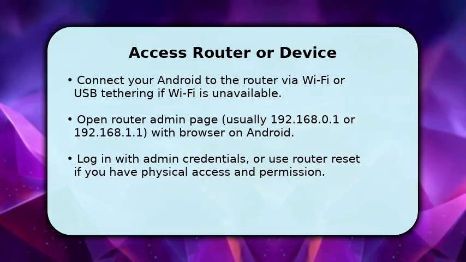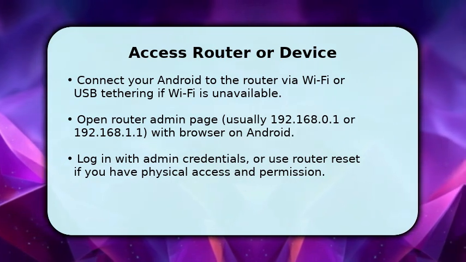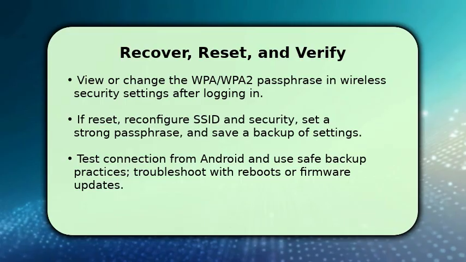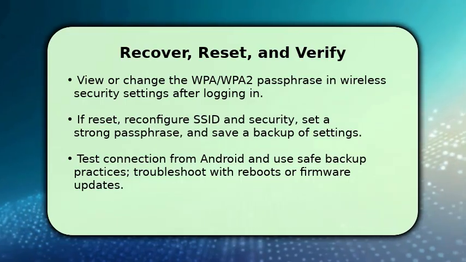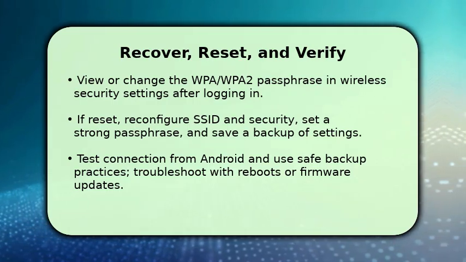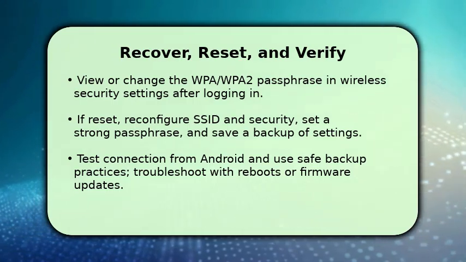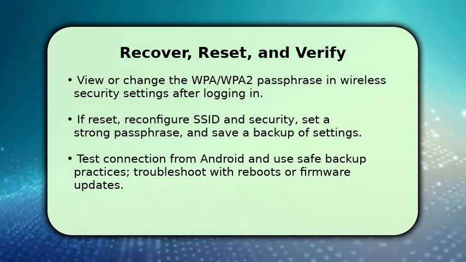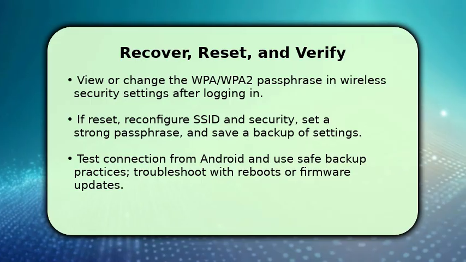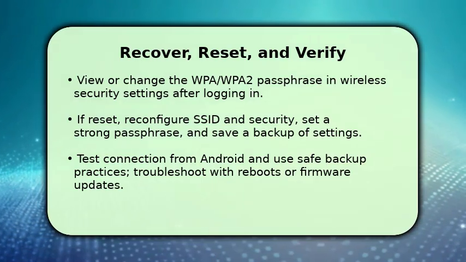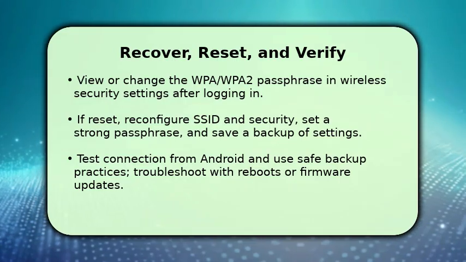Finally, you recover or reset the Wi-Fi key through the router's wireless security section. View the WPA/WPA2 passphrase or replace it with a new strong password. After making changes, save and apply settings, then reconnect your Android to confirm success. If things fail, reboot router and phone, check for firmware updates, and ensure encryption is supported by your device. If you had to reset the router, reconfigure admin credentials.